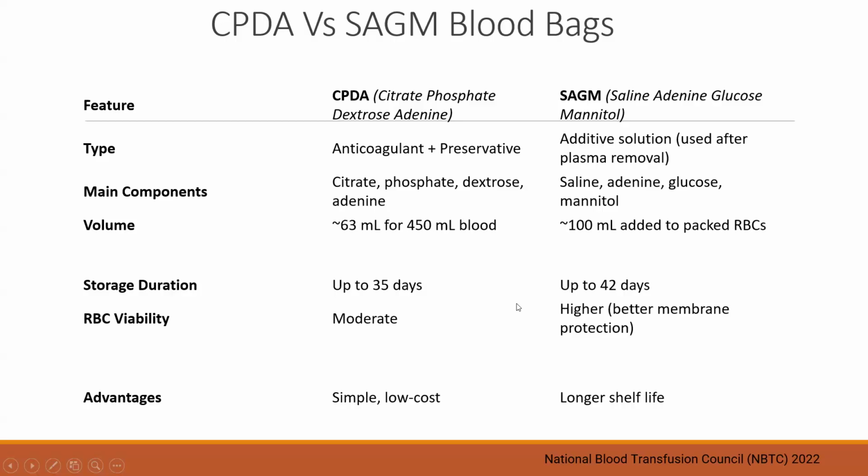So after initial centrifugation, PRBC and platelet-rich plasma are separated. After the plasma is separated, this SAGM solution is added to the PRBC. The CPDA already has citrate, phosphate, dextrose, all these nutrients. In addition to that, SAGM also contains adenine, glucose, and mannitol. It acts as an additional source of energy, thereby increasing the shelf life of PRBC from 35 days to 42 days.